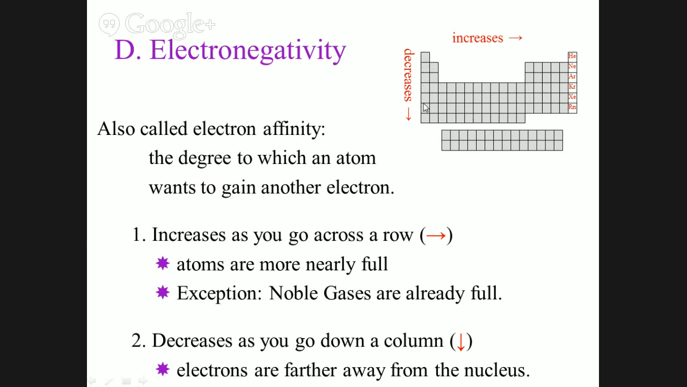Likewise, as we go down a column, we're adding shells. We're getting further from the nucleus. So the amount that the atom wants one more electron is also decreasing because the effects of that outermost shell are not felt as strongly as the ones that were closer in. So it increases as I go across, and decreases as I go down the periodic table. Electrons are farther away from the nucleus, which is the reason it decreases as you go down a column.